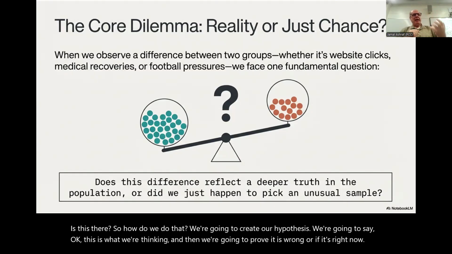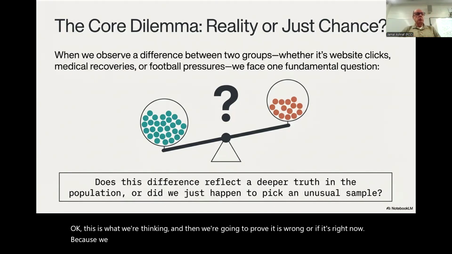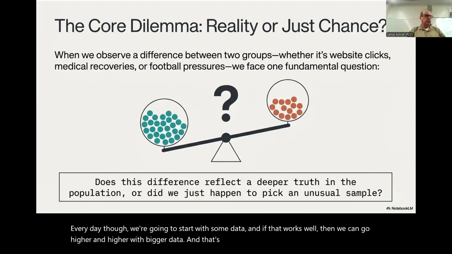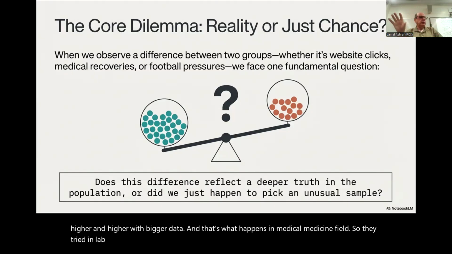Because we don't have access to every piece of data, we're going to start with some data, and if that works well, then we can go higher and higher with bigger data. That's what happens in the medical field. They try it in the lab with animals, then they try it with some people in real life, and then they try it with more people.